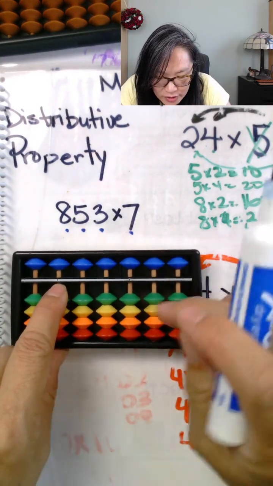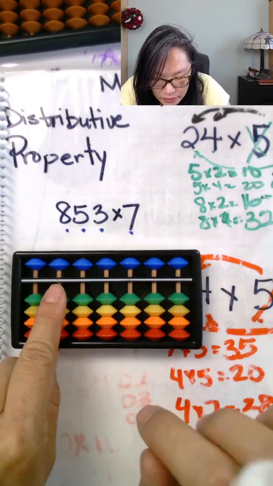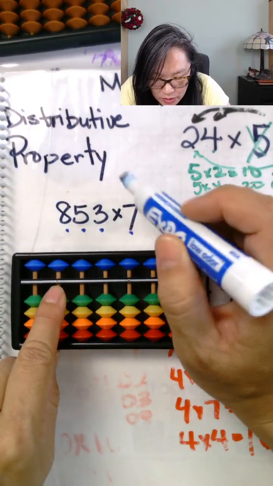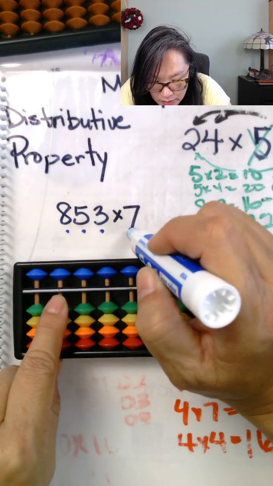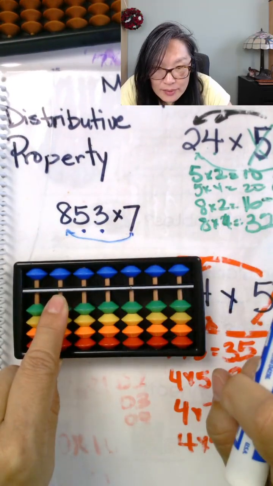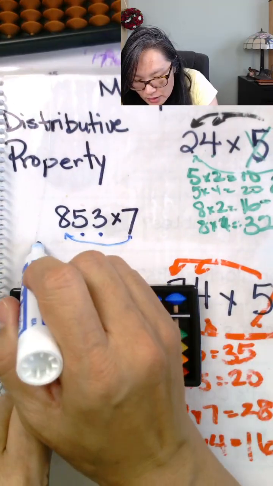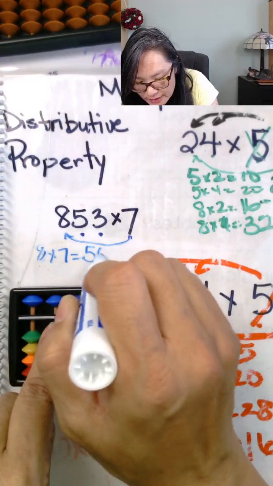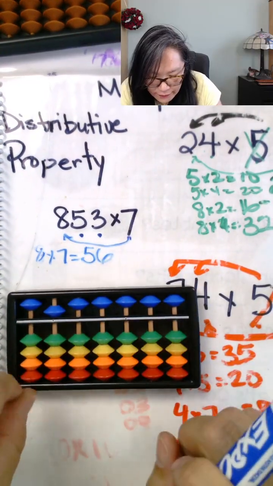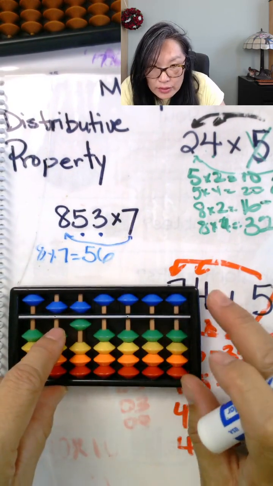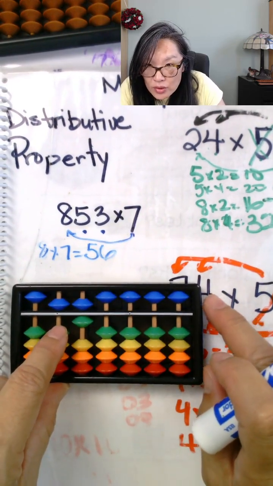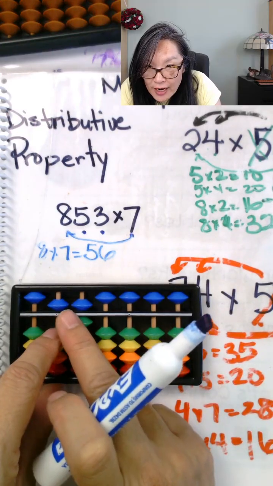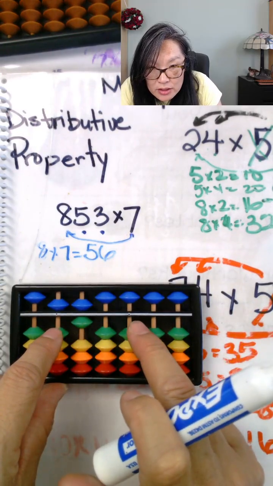So the first thing we're going to do is count it. When we count it, we're going to go 8 times 7, which is equal to 56. So I'm going to add 5 and I'm going to add 6. Now notice I don't need to say 5,600.